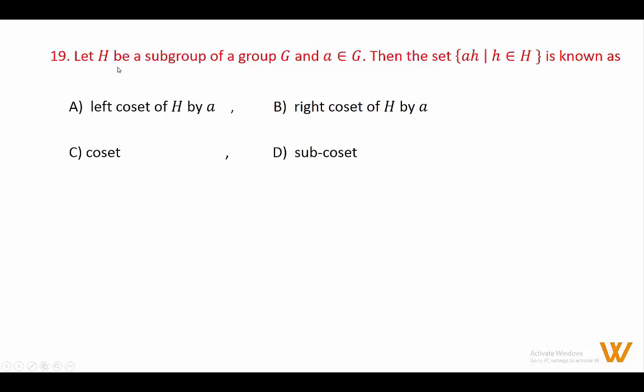19. Let H be a subgroup of group G and a belong to G. Then the set {ah such that h belongs to H} is known as the left coset of H by a. Answer is option A, left coset of H by a.